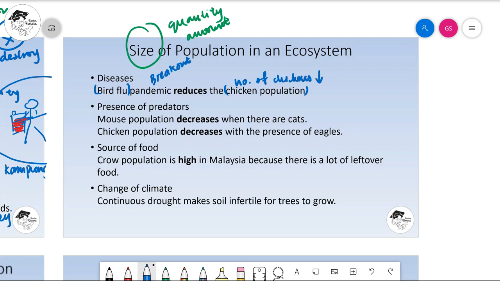Number of chickens will reduce. So this is how it affects the size. It reduces the population of the chicken, or reduces the number of chickens that are available. Okay, so bird flu. What is another good example of this?